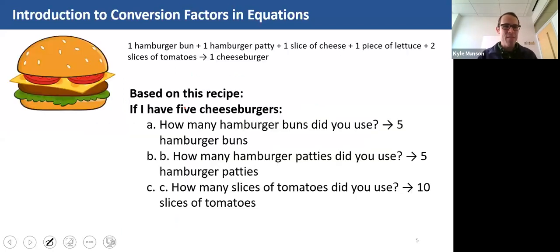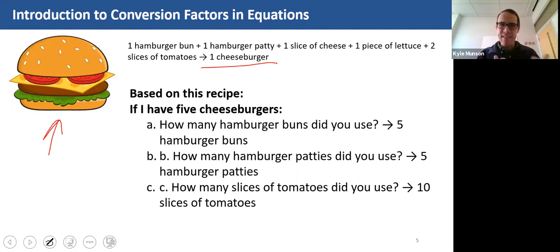Okay, so again, we can think about it this way. If we had a hamburger here, or a cheeseburger, I guess it is, and we wanted to make it, let's say you worked at McDonald's, and you're making a burger. In this case, we want to make this guy. So you have 1 hamburger bun, 1 hamburger patty, 1 slice of cheese, 1 piece of lettuce, 2 slices of tomatoes. You put all those together in this reaction and you get 1 cheeseburger, okay? That's what we end up with.